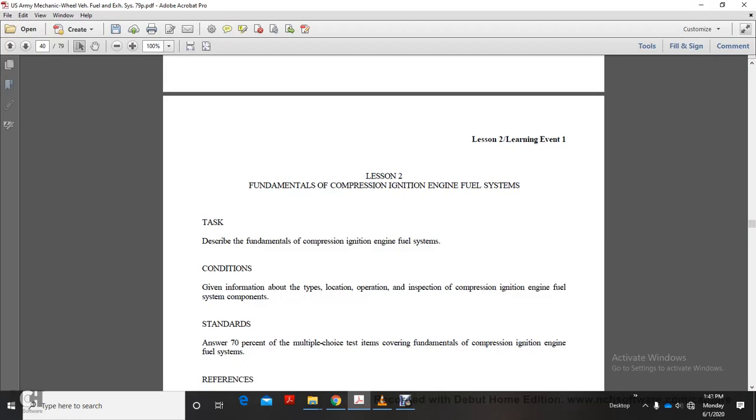Alright, lesson 2, fundamentals of compression ignition engine fuel system.